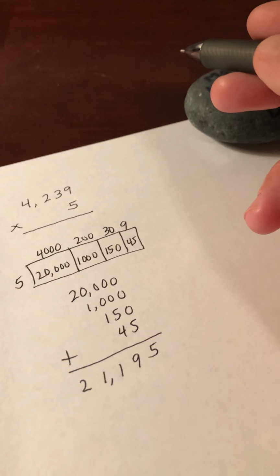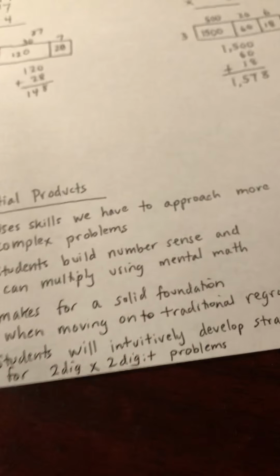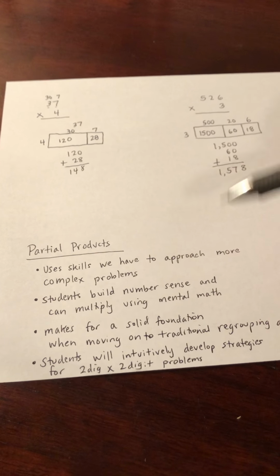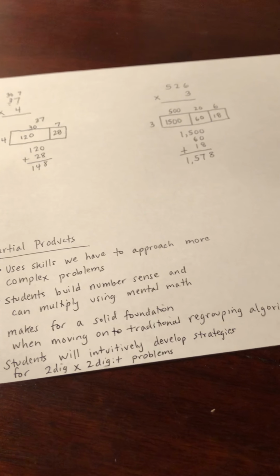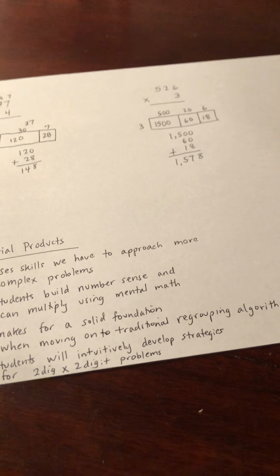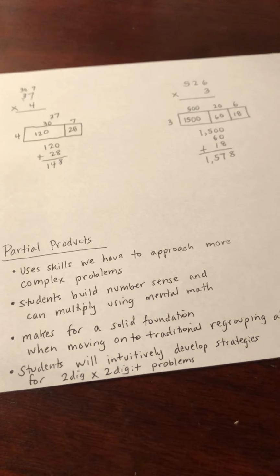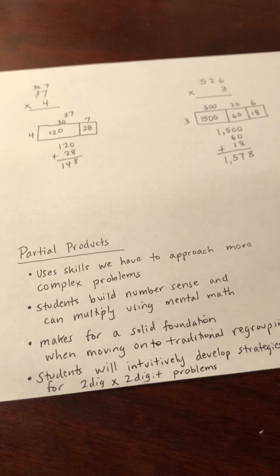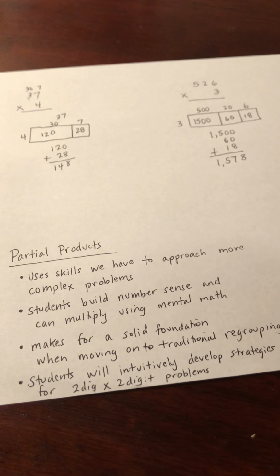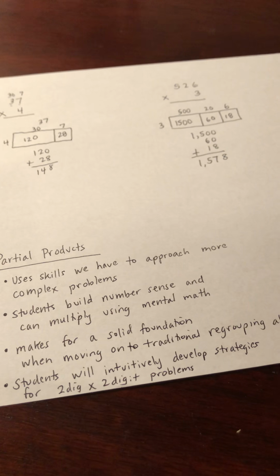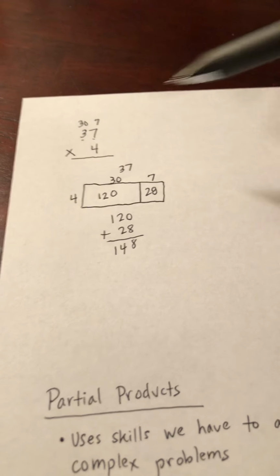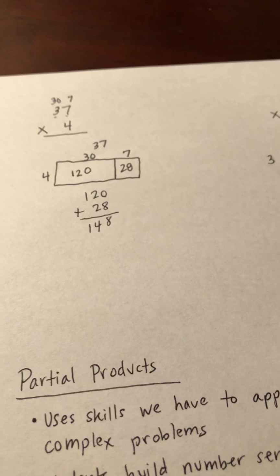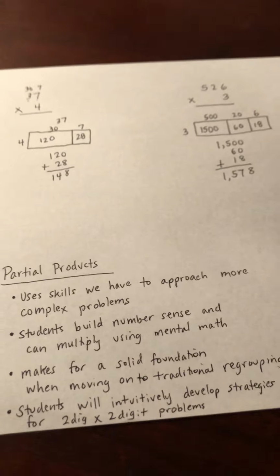Okay, so again, with partial products, here's my plug for why we're going to use partial products. Partial products uses skills that we have to approach more complex problems. So they already know how to multiply basic facts. So we already know how to multiply by tens, hundreds, and thousands. We're going to use what we already know how to do to make more complex problems a little bit simpler. We're going to build number sense, and students are going to be able to multiply doing mental math. This problem, like 37 times 4, they may be out and about and not have a piece of paper, but yet they would still be able to learn how to break that number up into 2 parts and be able to do that with a mental math approach.